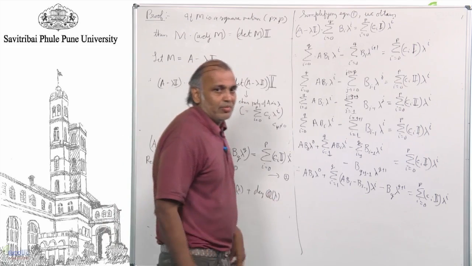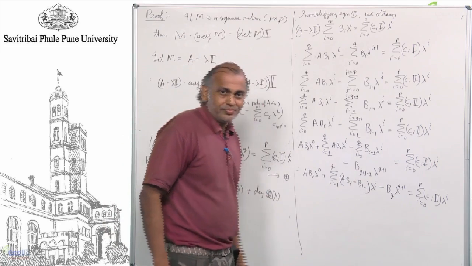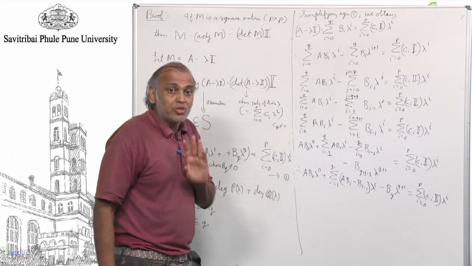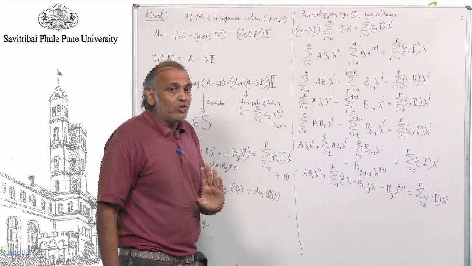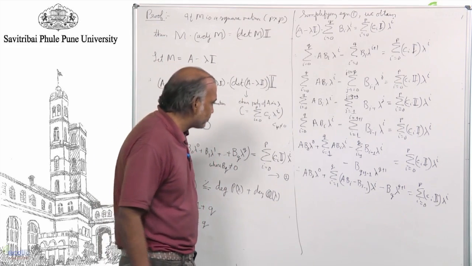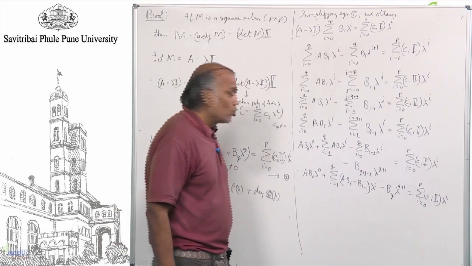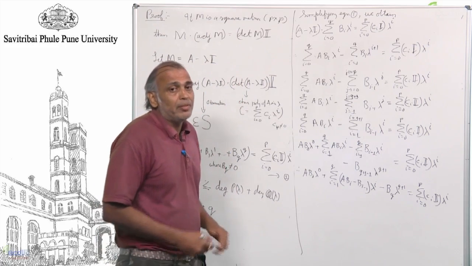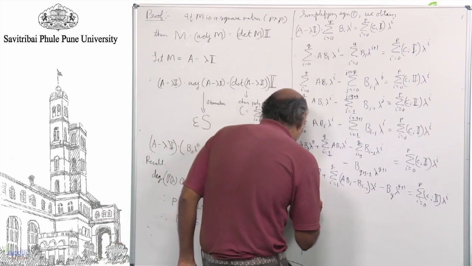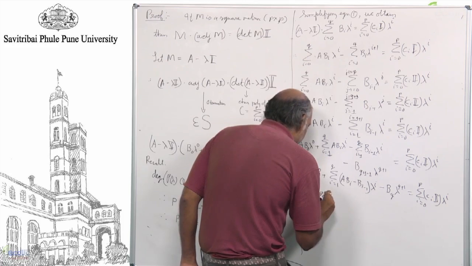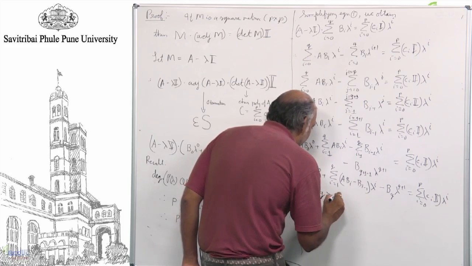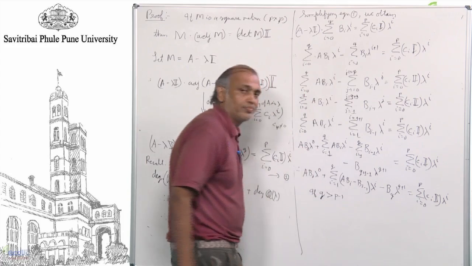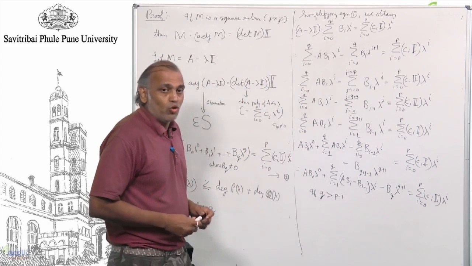Now I have faced the problem. I still don't know what q is. I know certainly that q is bigger than or equal to p minus 1. So what would happen if q is strictly bigger than p minus 1? Then what would happen?